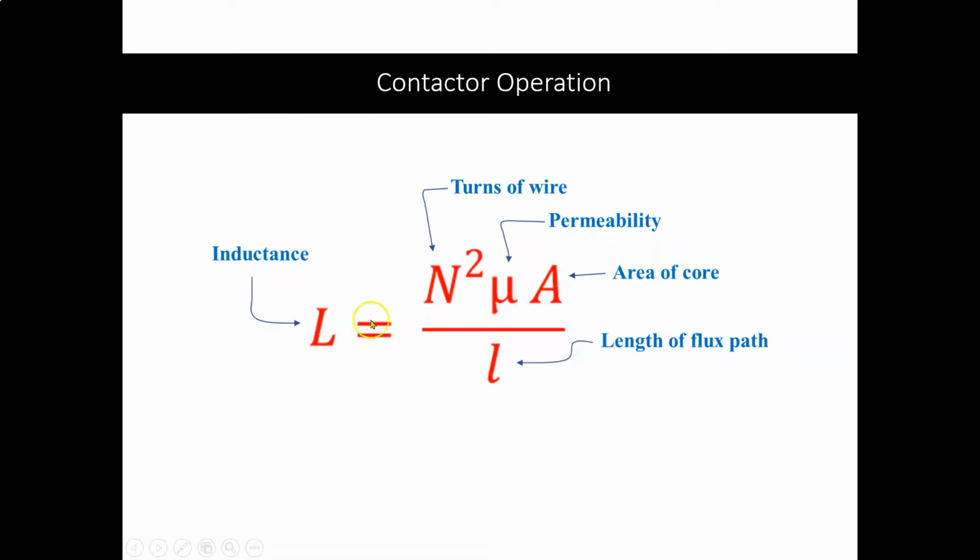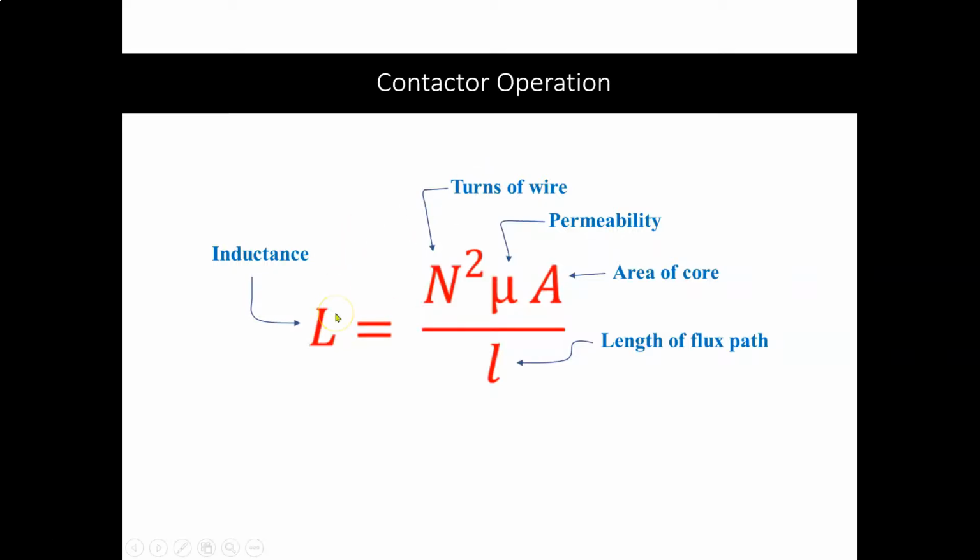And the formula for inductance equals N squared, so the number of turns. That's talking about the coil, how many turns in the coil I have. I'm going to square that number. This funny looking U here, that's permeability. That's based on your core, how permeable that material is, whether air or an iron core. And then the area of your core, so the cross-sectional area. And then down here is the length of your flux path. So that's how far your flux has to travel to get from north to south, pretty much.